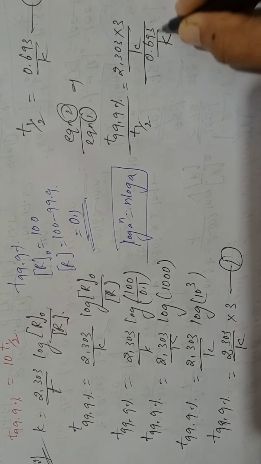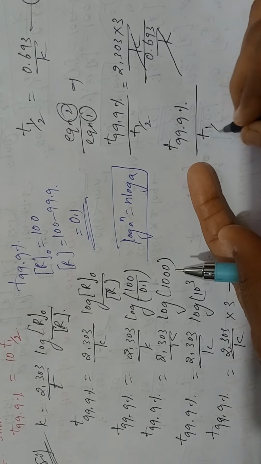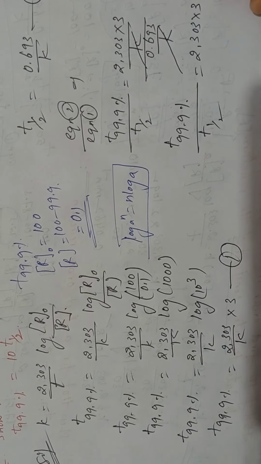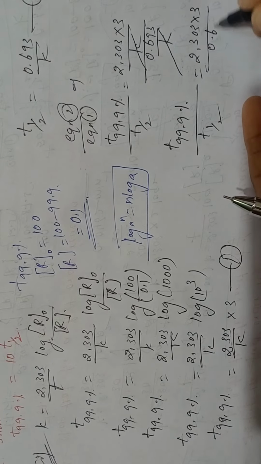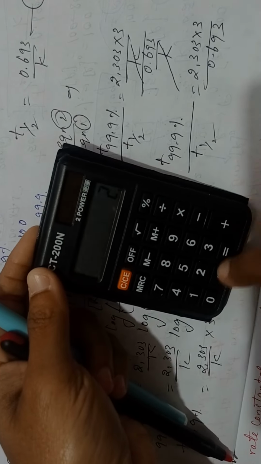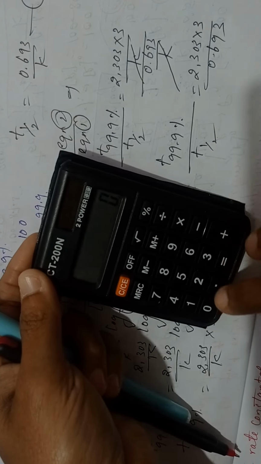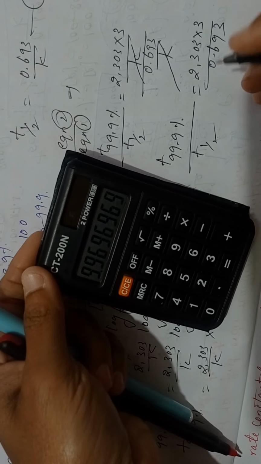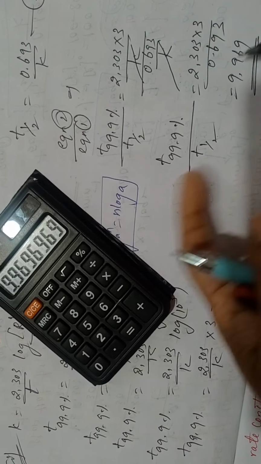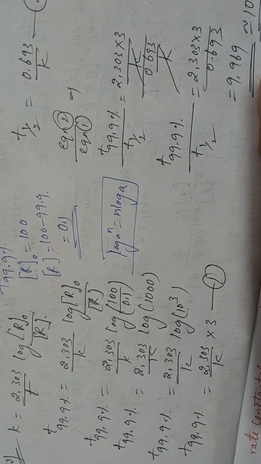Correct? 0.693 by K. K will get cancelled. T 99.9% by T half is equal to this value, how much? 2.303 into 3 divided by 0.693. Clear? So how much you will get, students? Then you will get 9.969. This answer is 9.969, we can write it as nearly equal to 10. Correct? It is equal to 10.